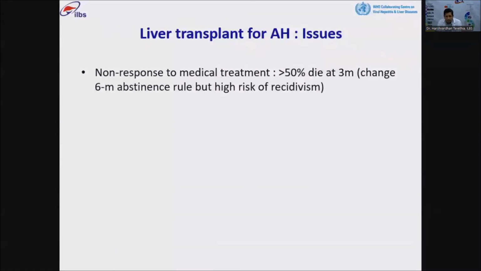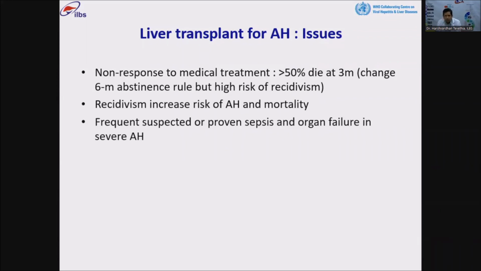The reason why liver transplant was difficult to be done is that there was a rule that the patient should not have received alcohol for nearly 6 months. There was an abstinence rule of 6 months. Hence, now there is a call to change this rule, and there are now increased studies which have shown that early liver transplant in patients with alcoholic hepatitis also improves survival in these group of patients.